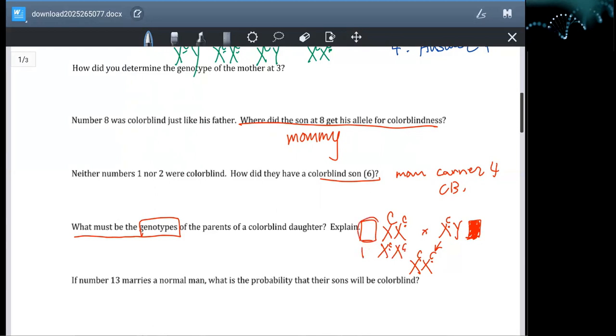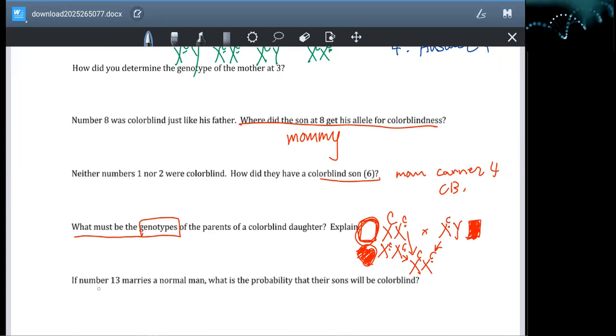Oops, this is supposed to be round. She's a girl. Either way, she can give that little c. Do you see that? Okay, so what must be the genotype? It can be this or this.